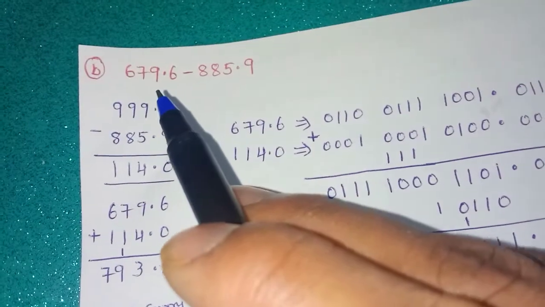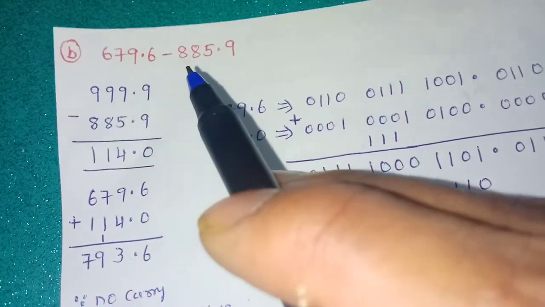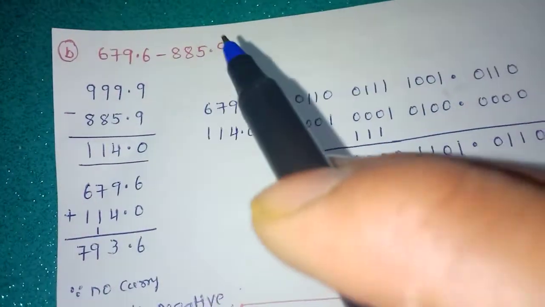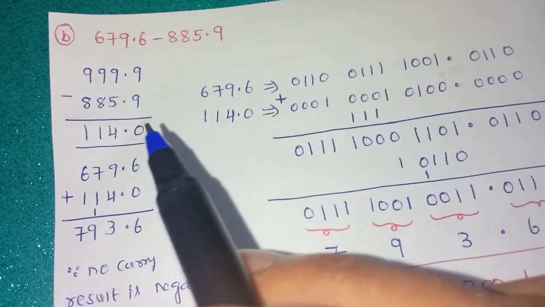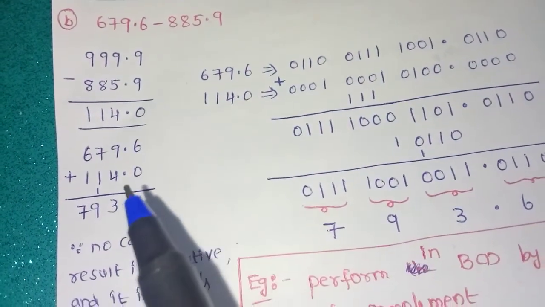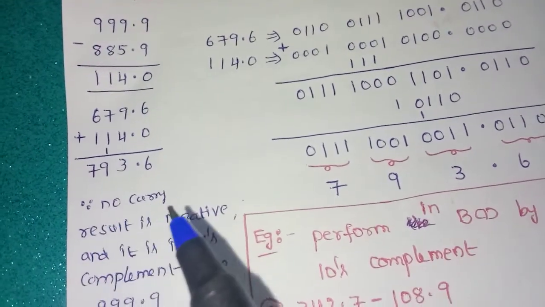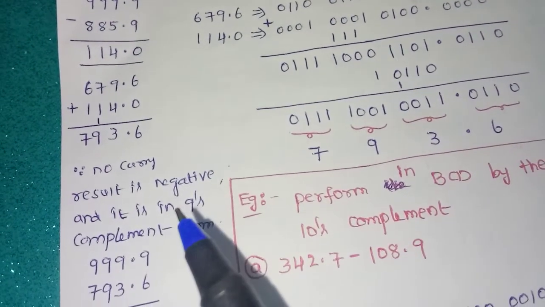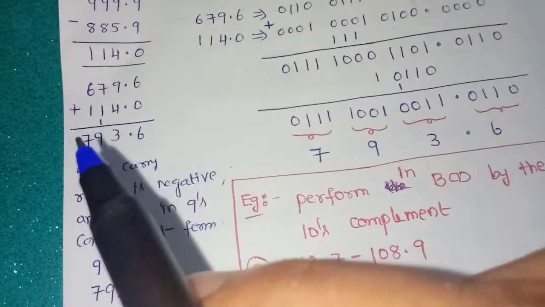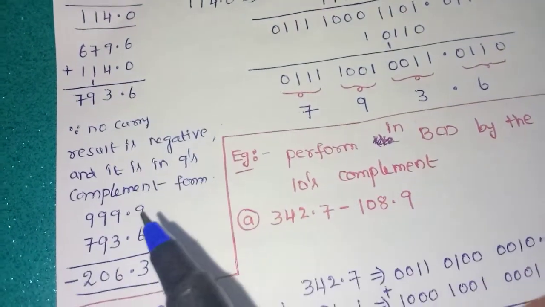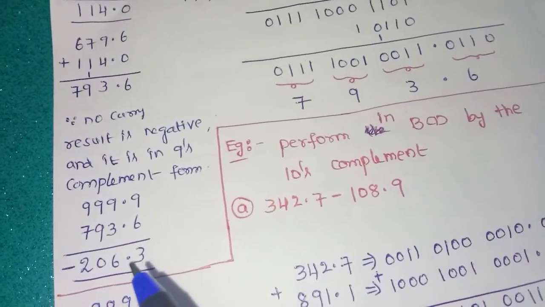Now look at this example, 679.6 minus 885.9. Take the 9's complement of the subtrahend, which is 114.0. Add this 114.0 to the minuend. Now if you observe, there is no carry. We know that since there is no carry, the result is negative and it is in the 9's complement form. That means we have to take the 9's complement to get the exact result, which is minus 206.3.